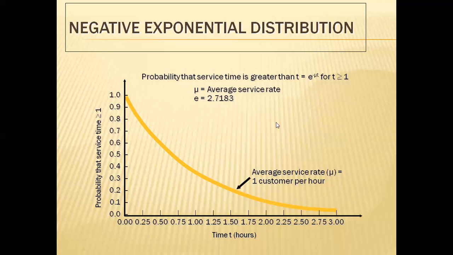Hence, it clearly specifies that the probability that service time is greater than t is equal to e to the power of minus mu t, where t is greater than or equal to 1, and mu is the average service rate, which gradually decreases as time increases. The probability ratio decreases from 1 toward 0 as the time period increases. So this graphical presentation clearly shows the negative exponential distribution.